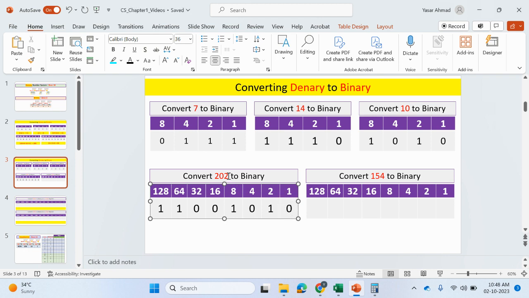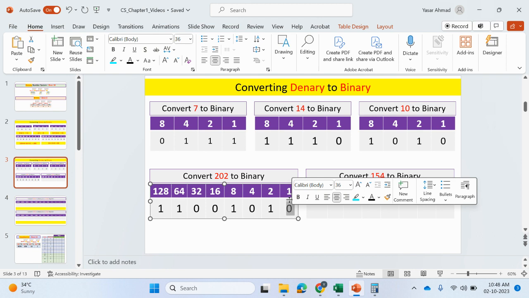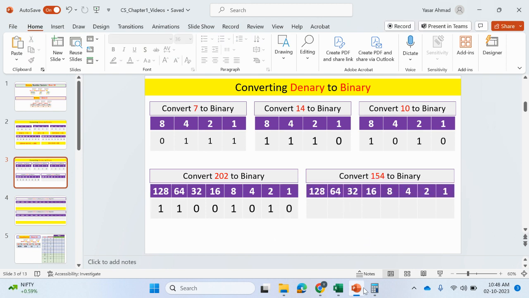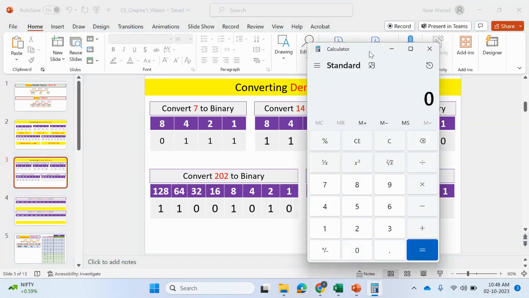And you can see the number is going to be even. So if the number is even, we don't need to put 1 here. If you did put 1 here, then that number would become odd. Okay, so let's do the next question.